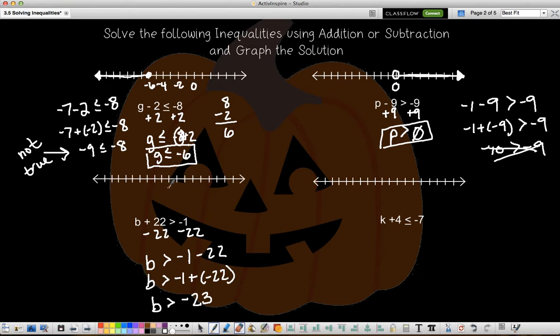Right, so I'm going to put negative 23, negative 21, negative 19, so on and so forth. So it's not greater than or equal to, so it has to be an open dot, and it has to be greater than negative 23, so my arrow is going to go to the right.